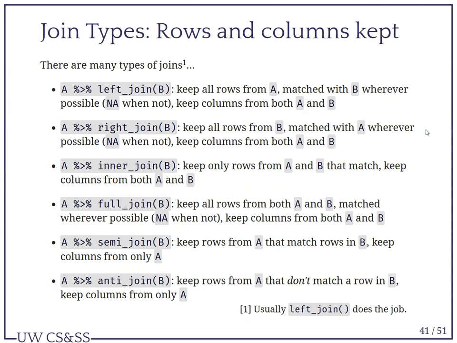And the last one is anti-join. Anti-join will keep rows from A that do not match a row in B, and keeps columns from only A. So this is an example of, sometimes you want to manipulate some data. You'll take out part of your big data frame, manipulate it, and then use it to filter things. So anti-join's really good for getting rid of some particular use cases for which an if else or a case when is way too complicated to do.